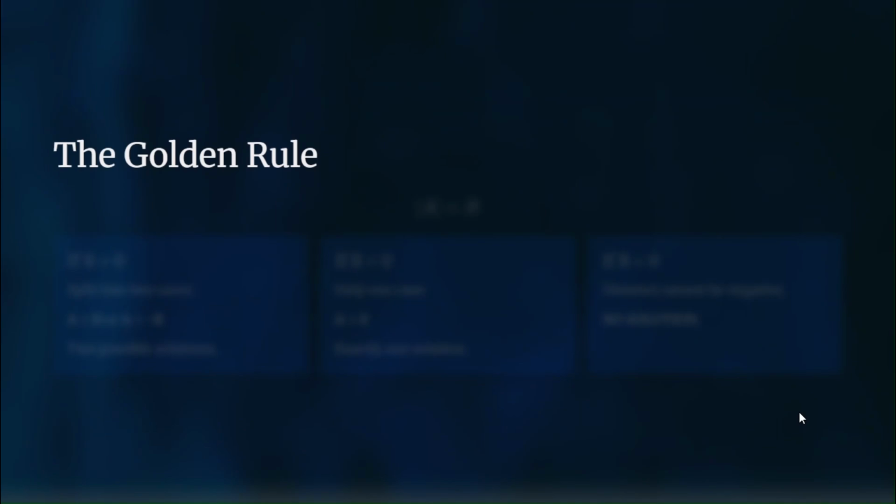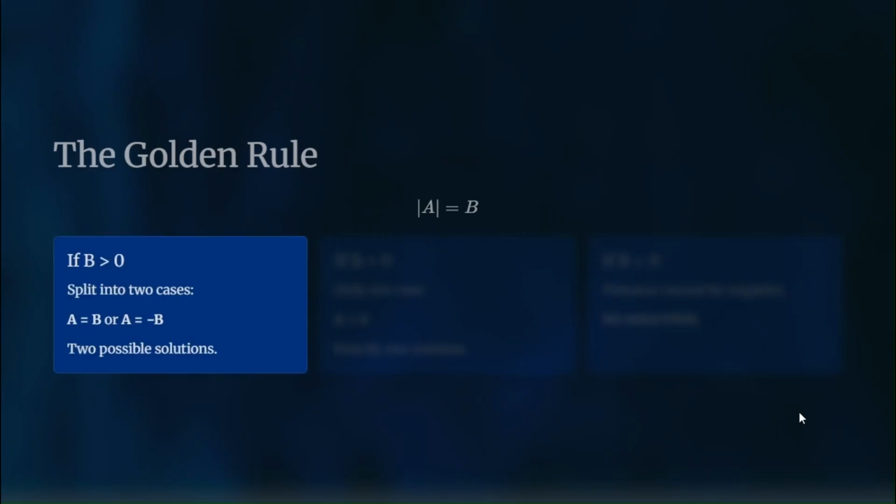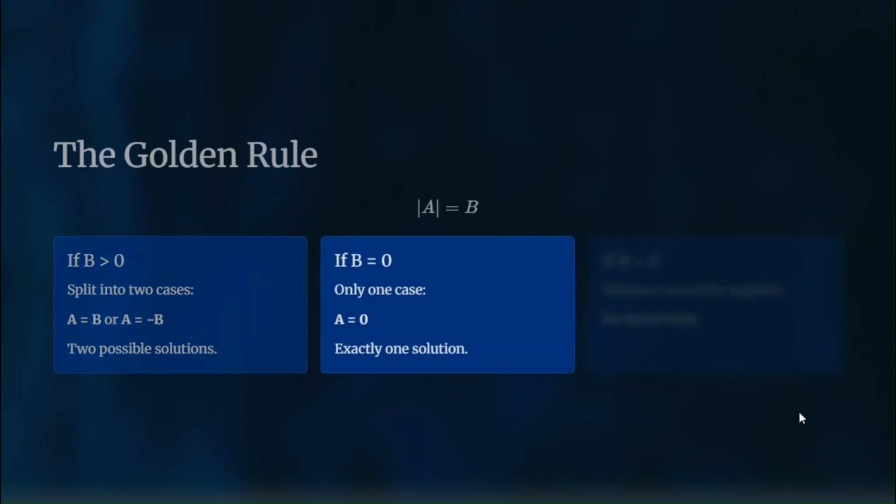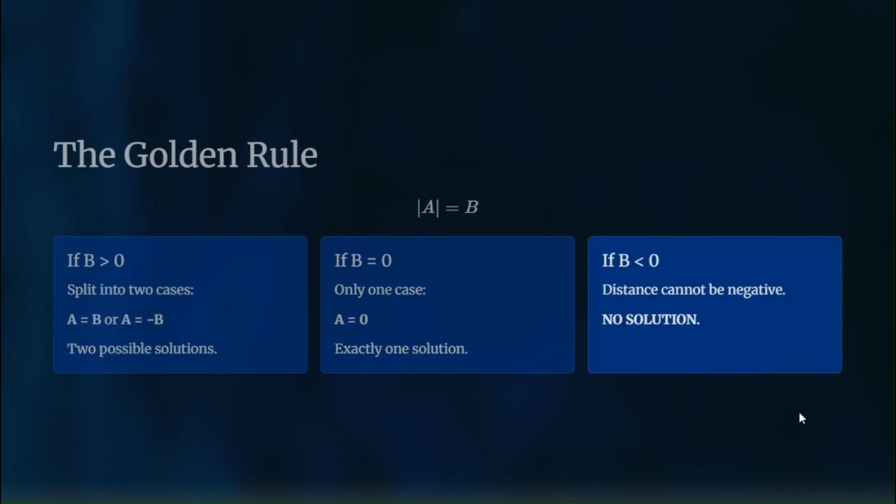Here's the golden rule. Every absolute value equation follows one master rule. Absolute value of A equals B. If B is positive, you'll split into two cases: A equals B or A equals -B. That's two possible solutions. If B equals 0, there's only one case: A will be equal to 0, and there is exactly one solution. If B is negative, as you know, distance cannot be negative, so there is no solution, and you can just stop immediately.